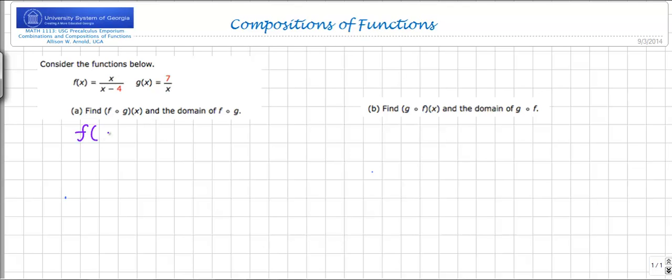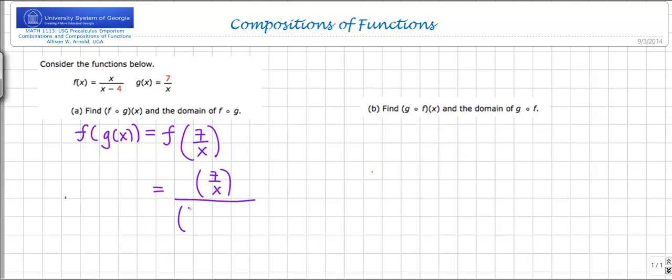F composed with g is defined as f of g of x, which is further defined as f of 7 divided by x, which from there we replace every x in f with 7 over x, and would have 7 divided by x all divided by 7 divided by x minus 4. Now let's pause and think about the domain implications.